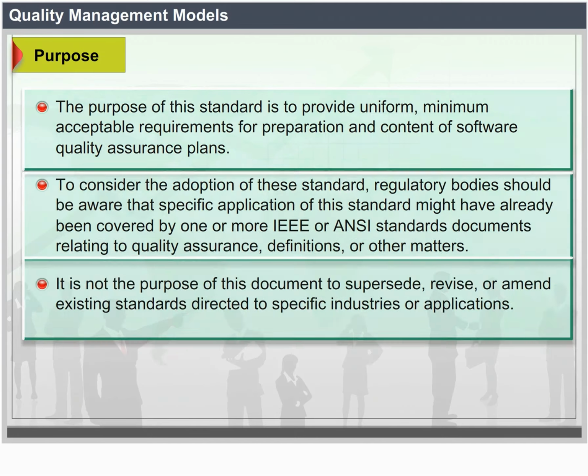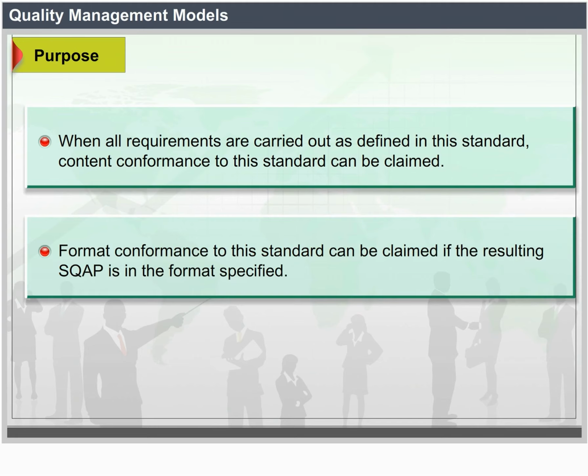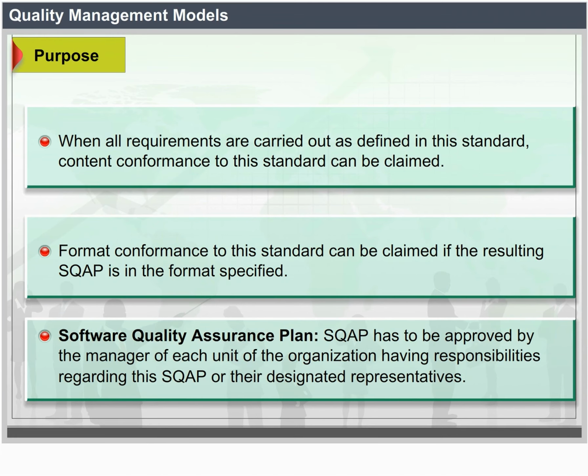Content conformance to this standard can be claimed when all requirements are carried out as defined in this standard. Format conformance to this standard can be claimed if the resulting SQAP is in the format specified. Software Quality Assurance Plan, SQAP, shall be approved by the manager of each unit of the organization having responsibilities defined within the SQAP or their designated representatives.